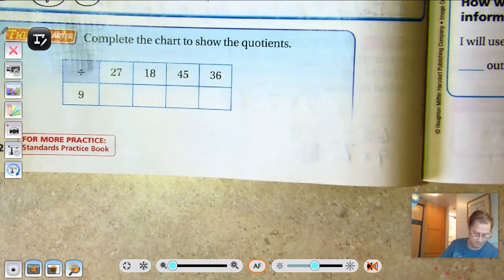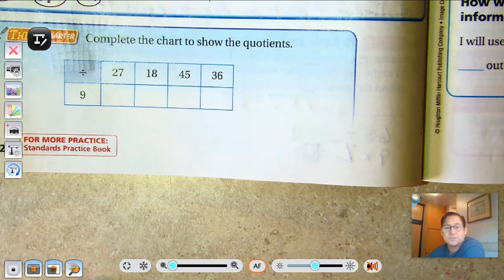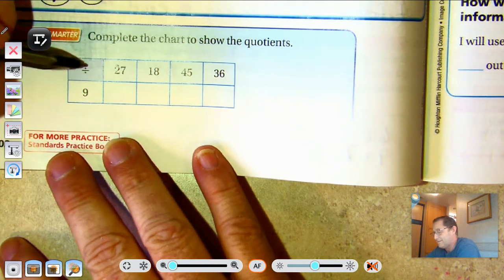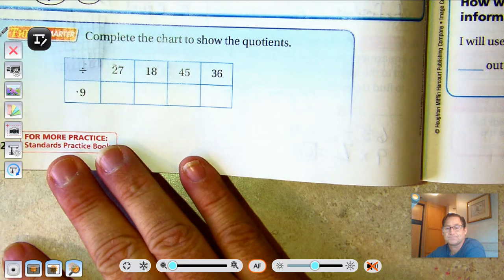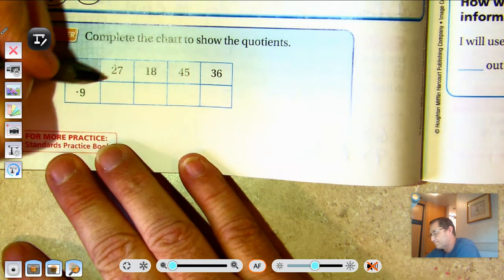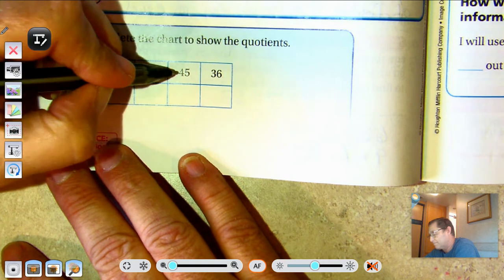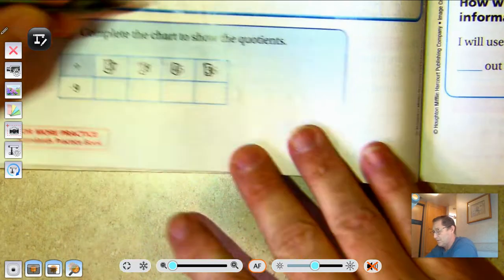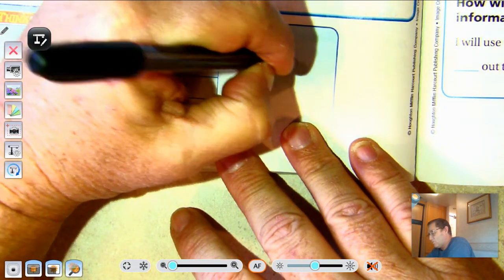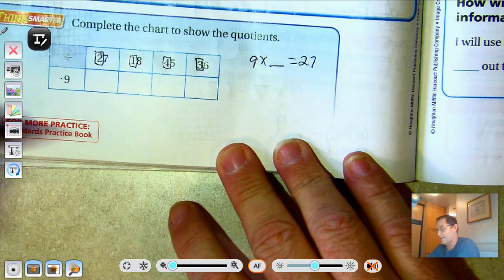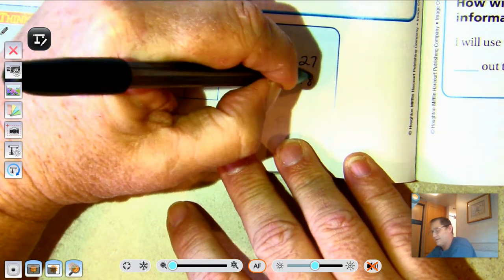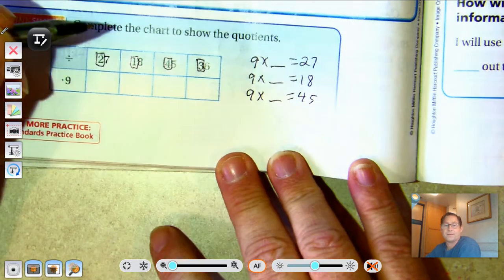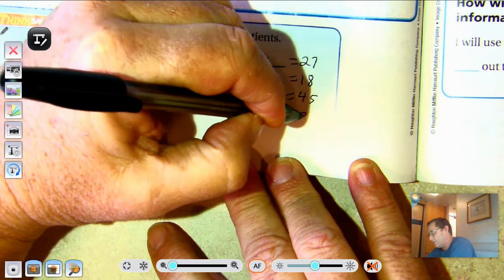All right, and our last problem. Complete the chart to show the quotients. Remember, a quotient is the answer to a division problem. 27 divided by 9 is what? So 27 divided by 9 is the same as saying 9 times what is 27. 9 times what equals 18. 9 times what equals 45. And 9 times what equals 36.